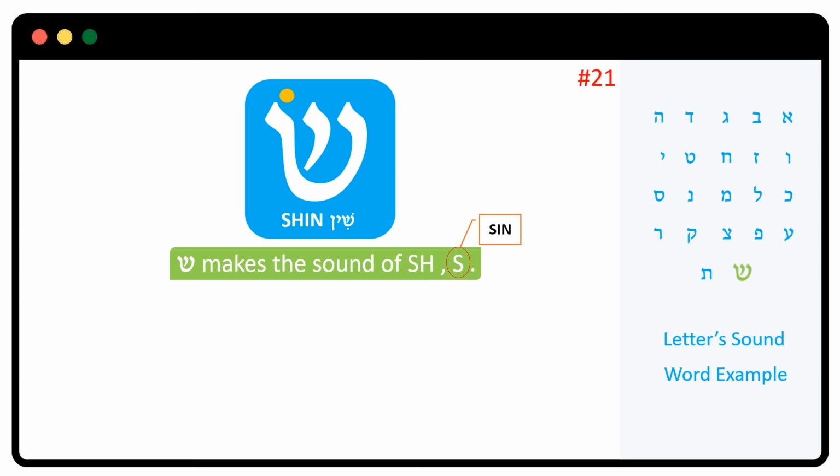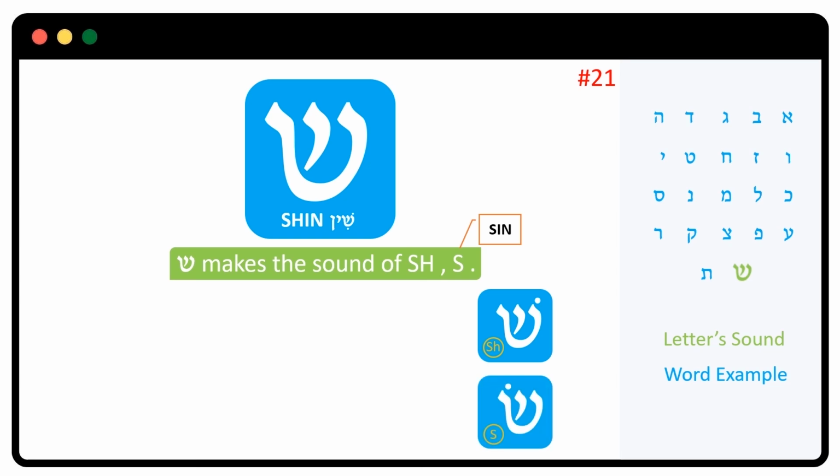You can also call it Sin if you want. Just remember, it's not an additional letter. It's only a different sound of the letter Shin. I know, it's a little confusing, but you can come up with some tips and tricks to help you associate the Shin sound with the right dagesh and the Sin sound with the left dagesh.